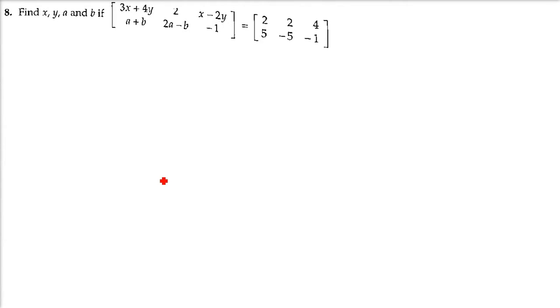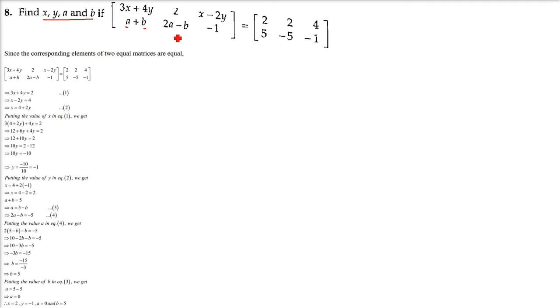Okay. This is with respect to the equal matrix. So equal matrix means whenever we have two matrices as equal, then just equate the corresponding position values. So we have A, B and XY here, and we have to find out XY and AB. So we will make the linear equations here. How are we going to make the linear equation? First, please understand the corresponding elements of two equal matrices are always equal.